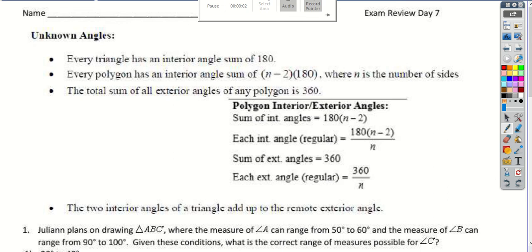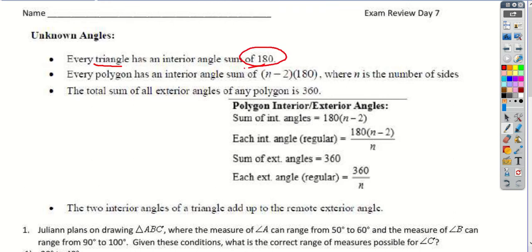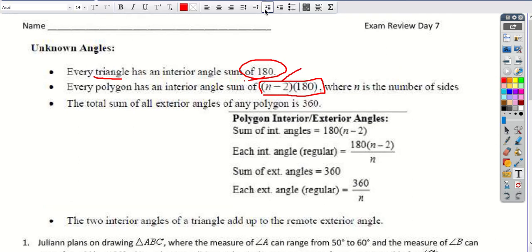All right, so taking a look at the polygons worksheet today, a couple formulas I want to start with for interior and exterior angles. Remember, the sum of any triangle always has 180 degrees in the interior angles. For any other polygon, so even triangles, the formula we're going to use for the sum of the interior is 180 times n minus 2. Remember, the n minus 2 is actually the number of triangles that we can make.